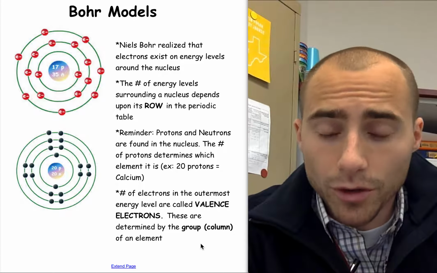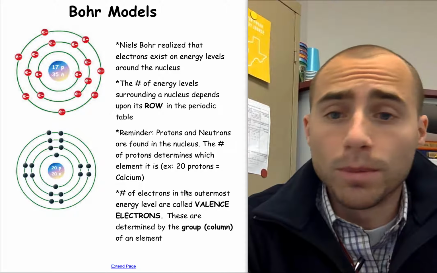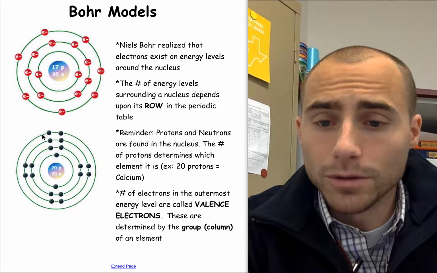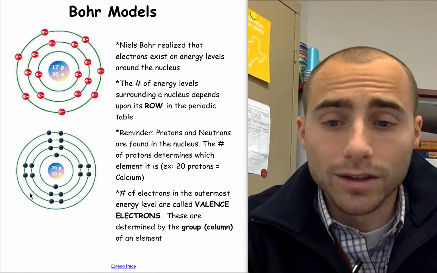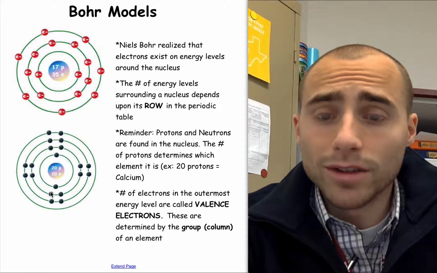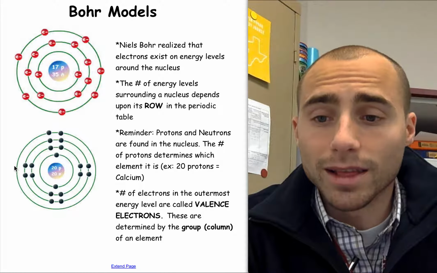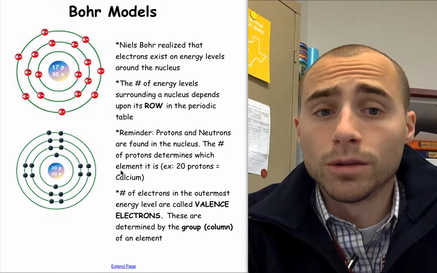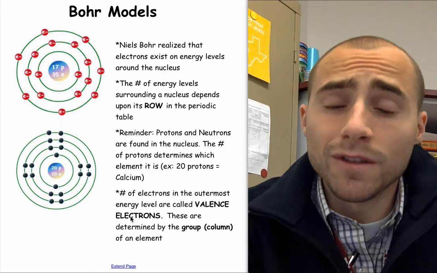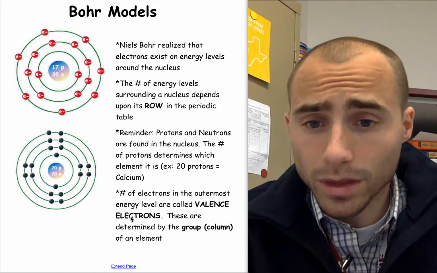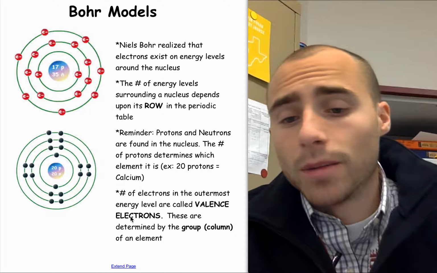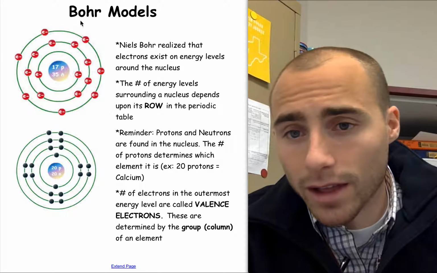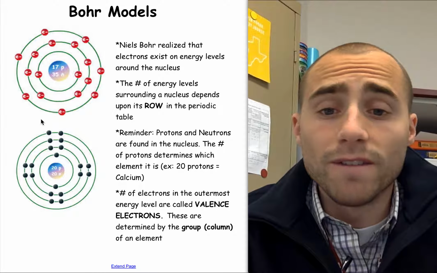One other additional fact that you're going to want to take note of is that the electrons that we put on the last energy level are called valence electrons. And the number of valence electrons you have, the number of electrons you have on the last energy level, is determined by the group or the column that an element is in. We'll get more into valence electrons in the future when we talk about ions, but I just wanted to let you know right now that those electrons on that last energy level are called valence electrons.